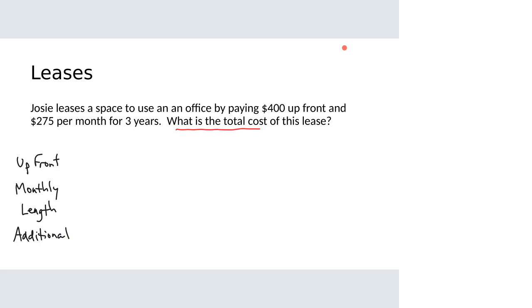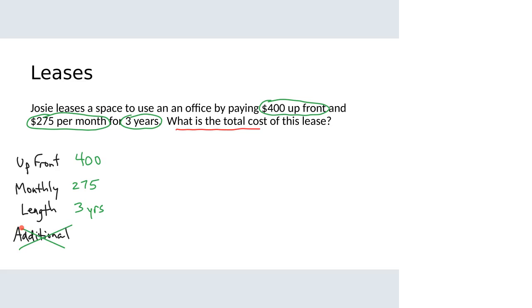Josie leases a space to use as an office by paying $400 upfront. So upfront costs, $400. And she's going to pay $275 per month. So her monthly cost is $275. And the length of this lease is 3 years. What is the total cost of this lease? No other additional costs are mentioned, so it's just the upfront, the monthly, and how long it is.